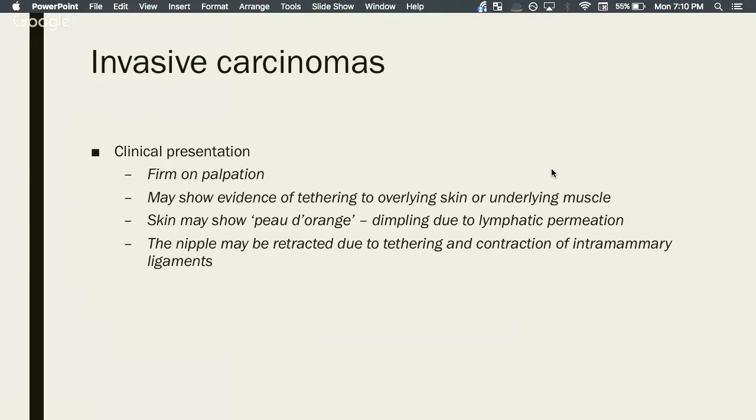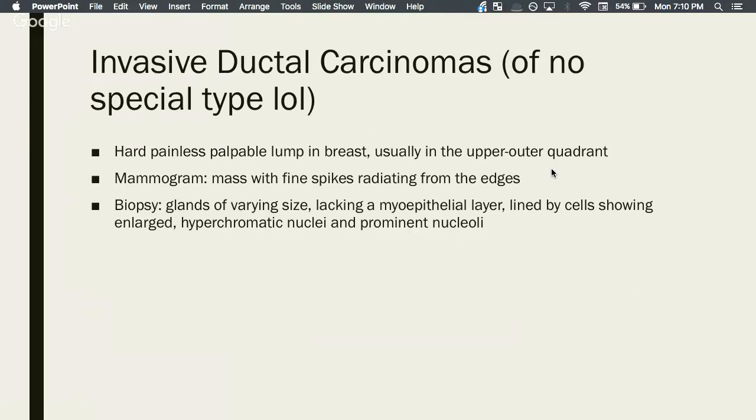of no special type. So for clinical presentation, they can be firm on palpation, they could have tethering, dimpling, nipple retraction, so anything that demonstrates that there's spread beyond just the ducts or lobules themselves is going to be an invasive carcinoma. So you have a hard, painless, palpable lump, usually upper outer. On mammograms, your mass has fine spikes radiating around the edges.